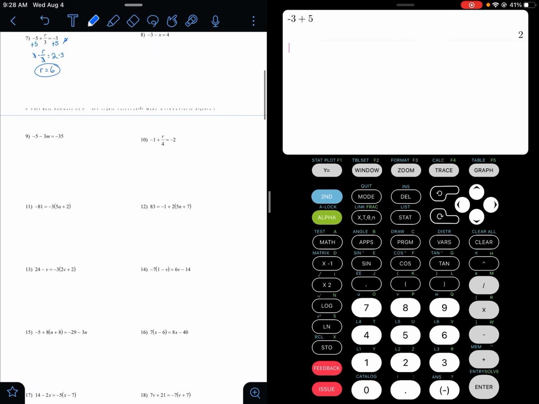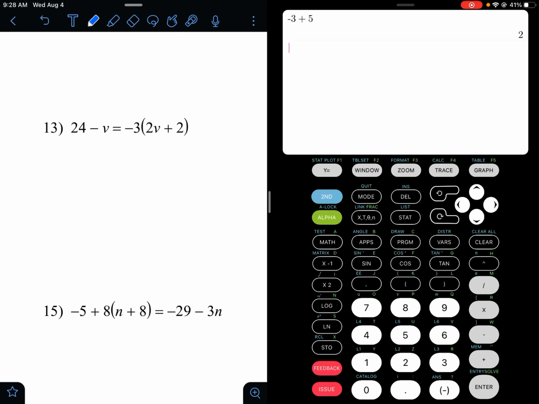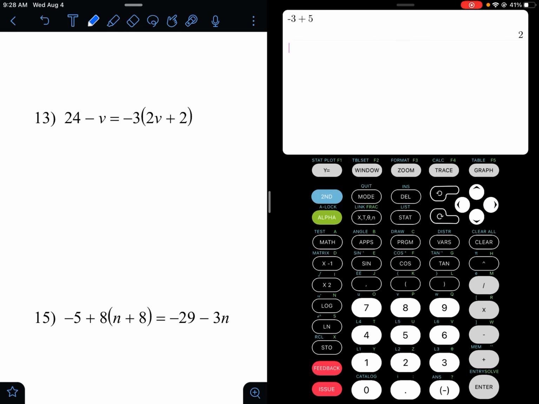All right. Let's see. We're going to go ahead and skip to number 13. Now, so far, there's only been one variable. Well, I guess there still is one variable, but in this case, it's on both sides of the equation.